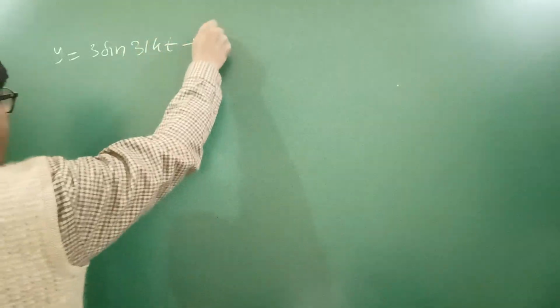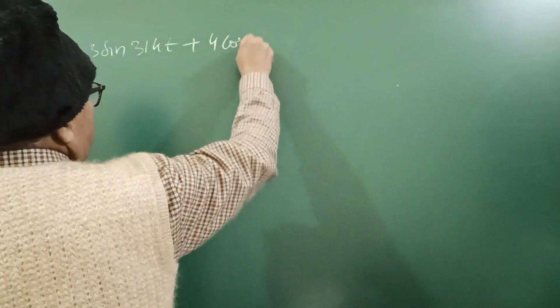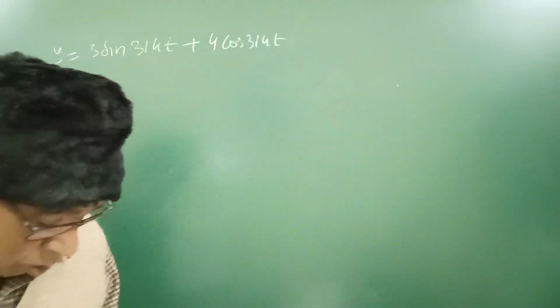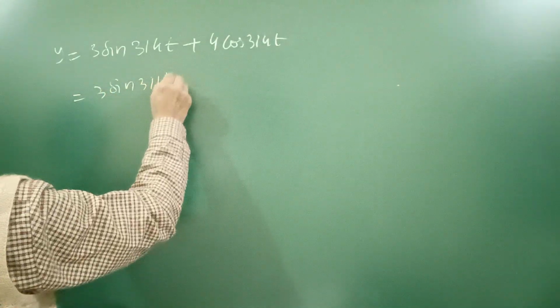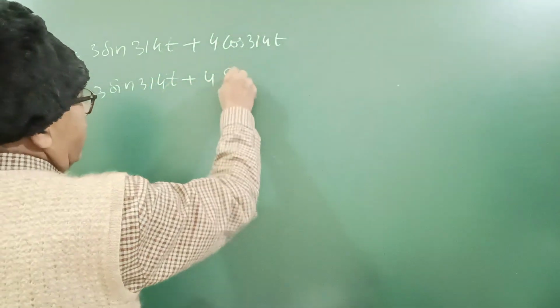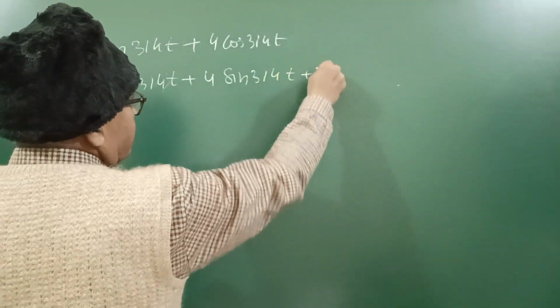314t plus 4 cos 314t. So you are asked what is the amplitude of motion and frequency of motion. So really this is 3 sine 314t plus 4 sine (314t plus pi by 2).